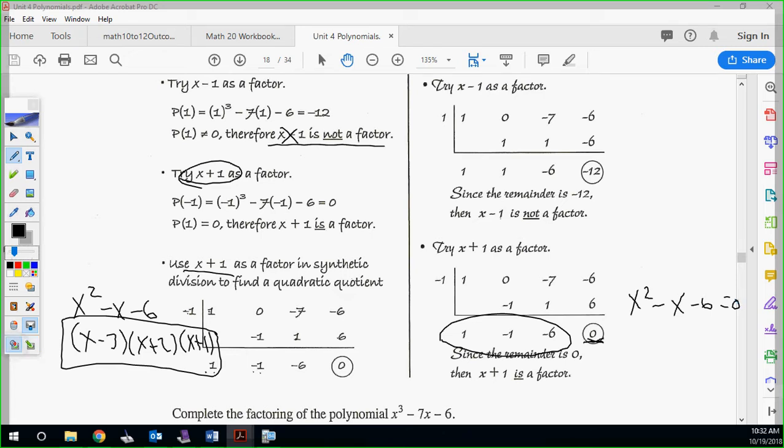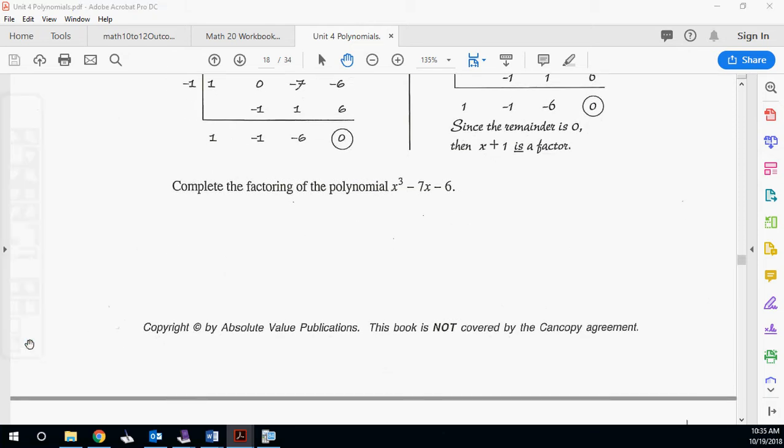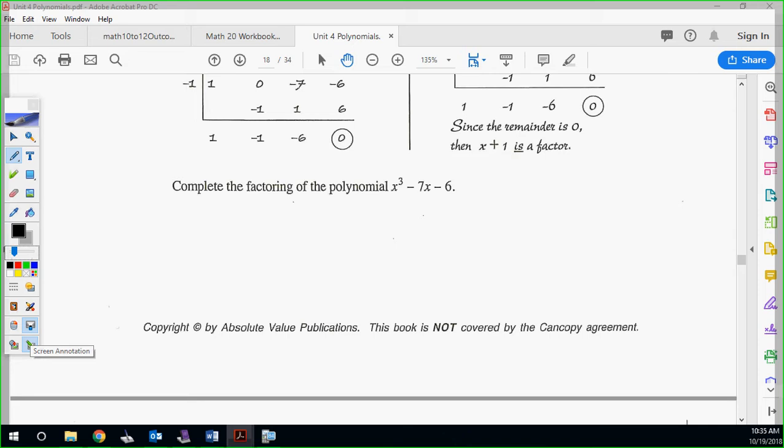So to finish their work there, along the idea, any questions on the process there? Because that's essentially it, guys. You're going to have to try zeros to find them. Okay? And then from there, you probably want to synthetically divide to get a quotient that you can factor or deal with, it's a little bit easier. Okay, that's essentially the process.